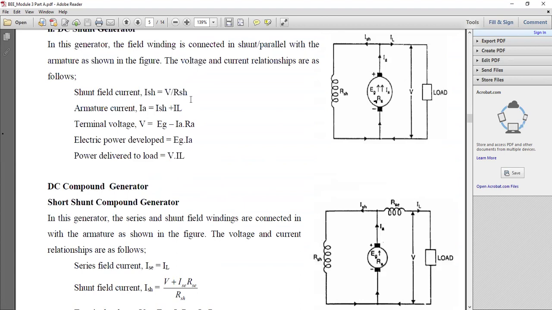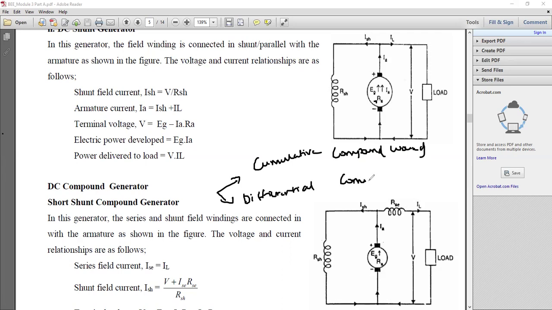Again, the DC compound generator can be divided, based on flux addition and flux subtraction, into another two types: cumulative compound generator, and also a differential compound generator. This classification also you can remember. So this is regarding the classification of DC generator.